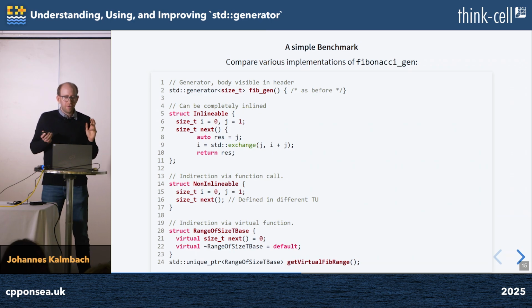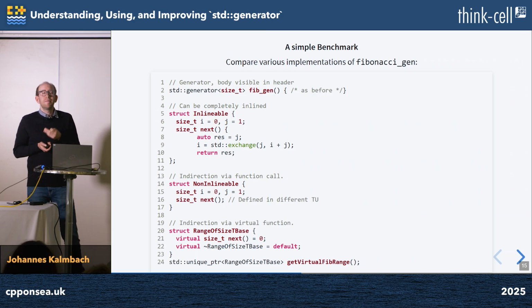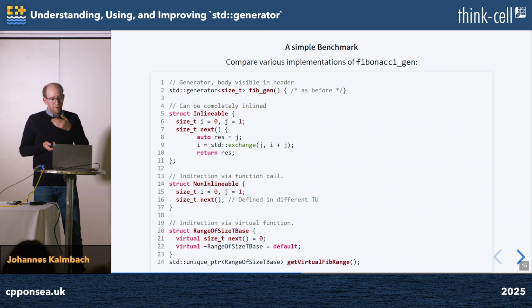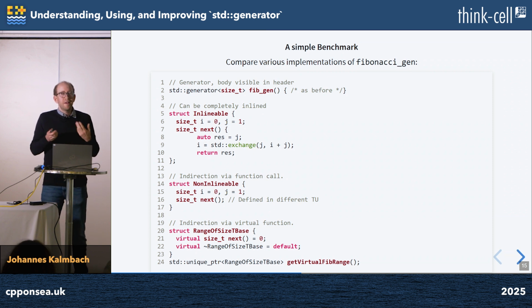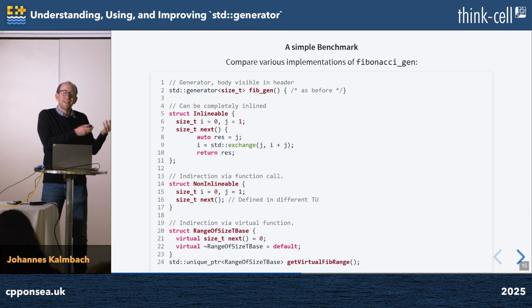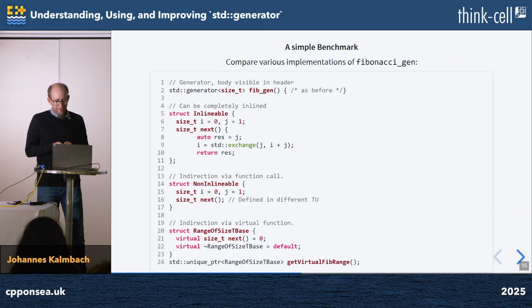So I also did, of course, no LTO. And then in line 20, I did the same thing, but that time I hid the next function behind a virtual function call through a pointer to a base class. Because those are some of the mechanisms that you could alternatively use to get values from something, directly or also indirectly in a context.